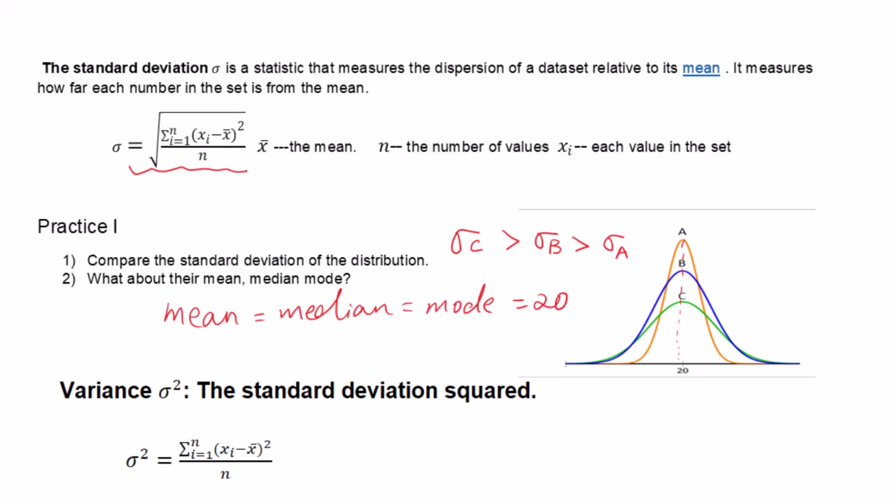There is another term called variance. The notation is sigma squared. In other words, the standard deviation squared is variance.